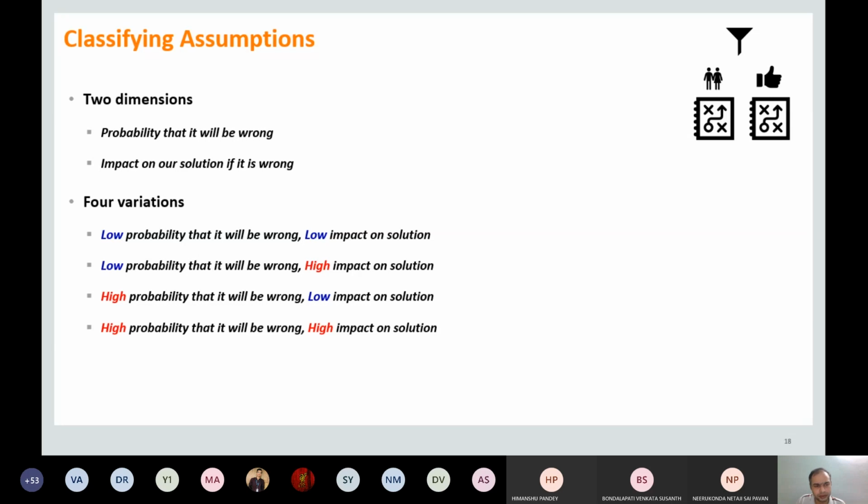Correct? So that's a good example. You will understand as we move on. We are going to discuss one interesting case study. From that, you will be able to understand.